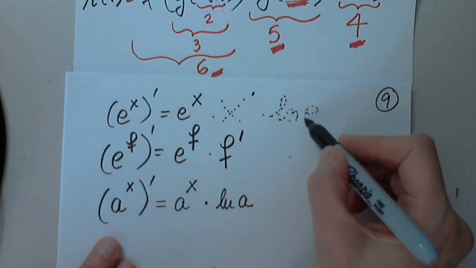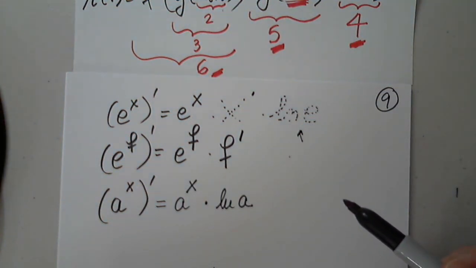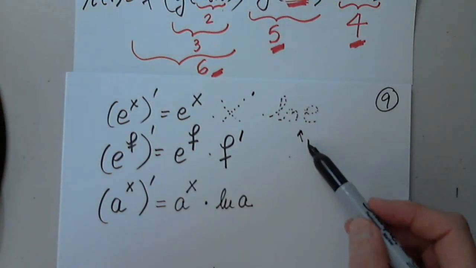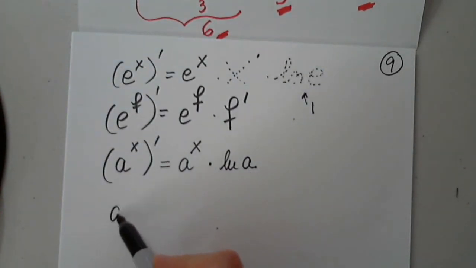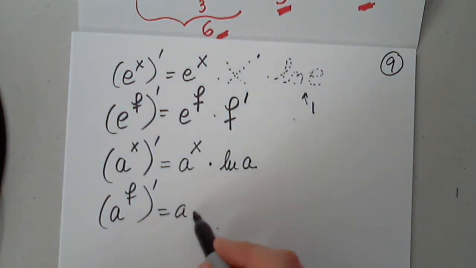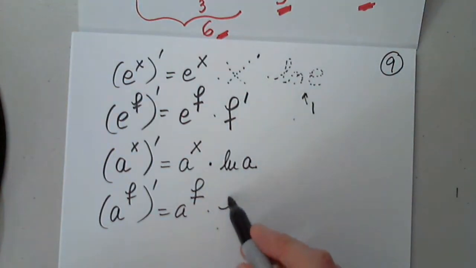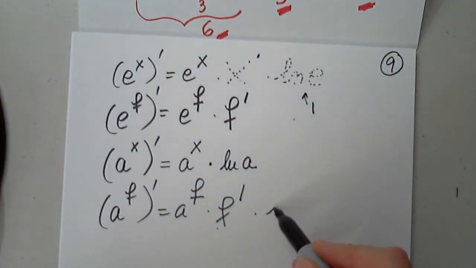Okay, I will. But why I don't? Exactly: natural log a is not 1. The same thing when we have a to a function prime. It follows the same pattern. So it's a to the function, of course, times the function prime. But because the base is not e, I have to multiply by natural log a. Otherwise, I wouldn't, because natural log e is 1.